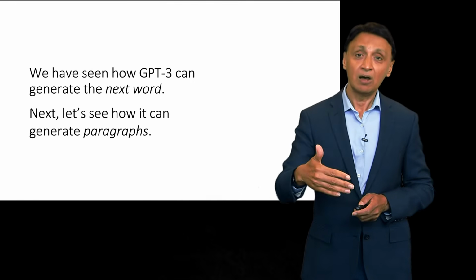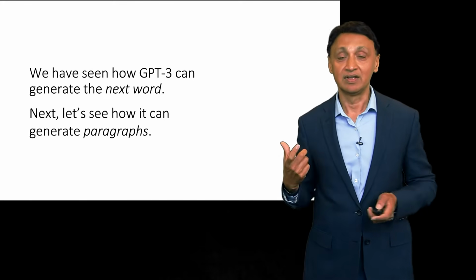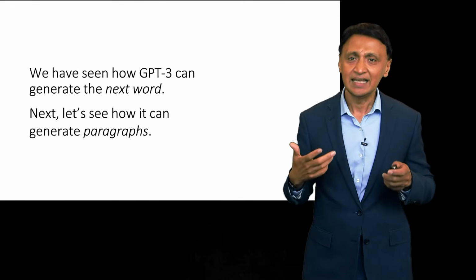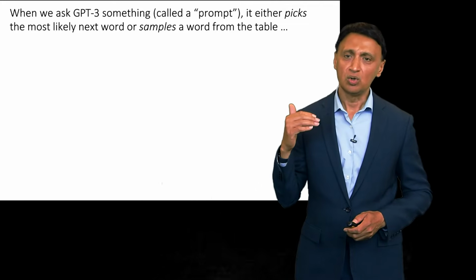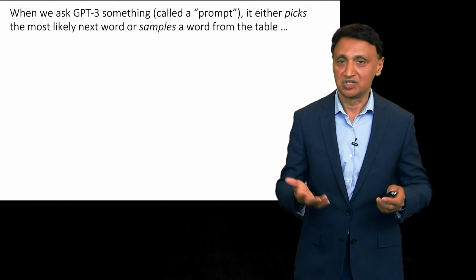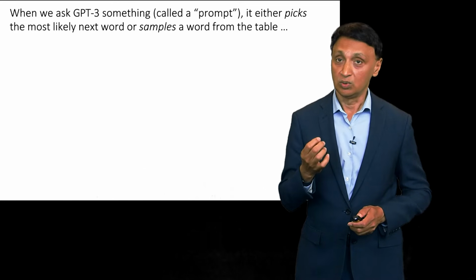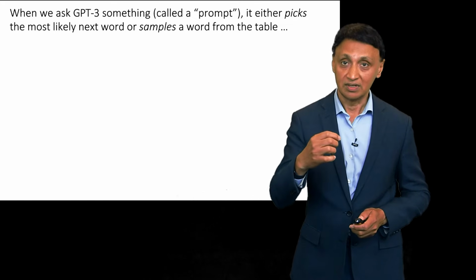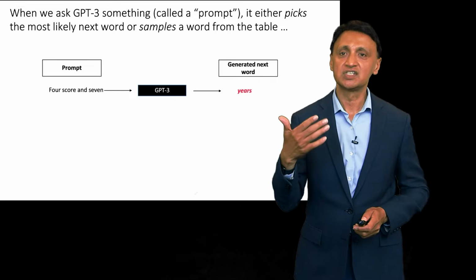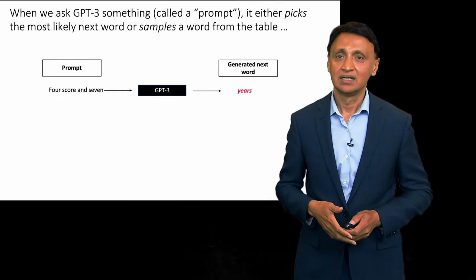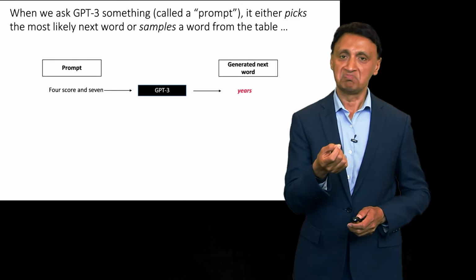Okay, we have seen how GPT-3 can generate the next word given a sentence fragment. Let's see how we can generate paragraphs from this capability. When you ask ChatGPT a question, this question is called a prompt. What it'll do is it'll generate the most likely next word or sample a word from the table, as we have seen. So for instance, if you give it the first 4 letters of the Gettysburg Address, you feed it in, it comes up with the next word.